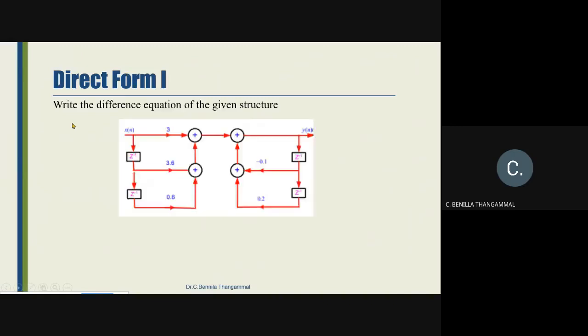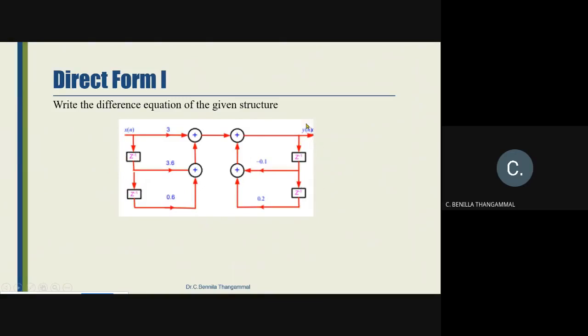Now suppose in your MCQs you are given a structure, how do you get the equations without performing the procedures? Directly by seeing the structure itself, we'll be able to write the equations. So we'll see how to write the difference equation of the given structure. This is a direct form 1 as it has separate delays. Your input and output have separate delays here. So by seeing this structure, how can we write this equation now?